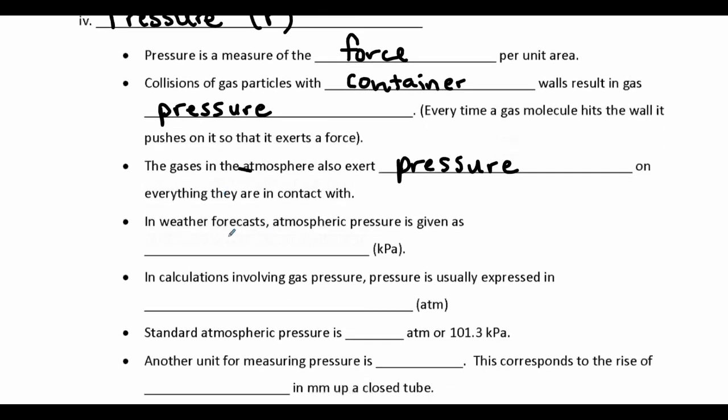Okay, so in weather forecasts, the air pressure gives us a strong indication of, or definitely connects to, weather patterns. So you'd hear the atmospheric pressure recorded in kilopascals. And this is shortened to kPa. So that's one possible unit for pressure. The other unit, and this one often in chemistry is used, is something called atmospheres. And atmospheres are shortened to ATM.